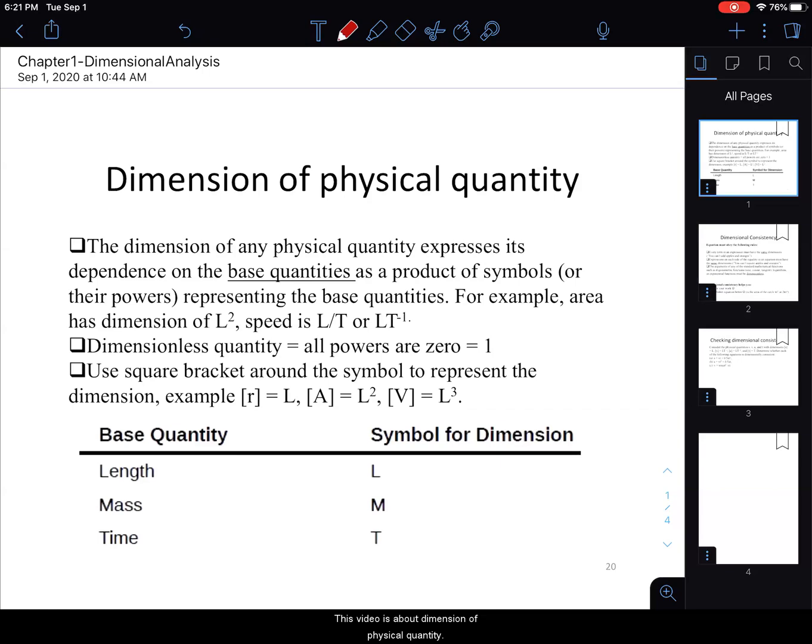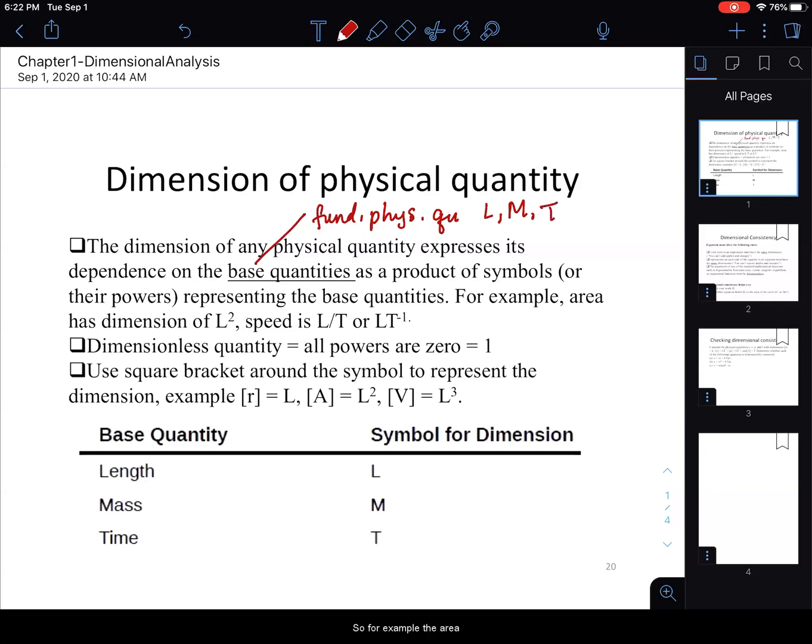This video is about the dimension of a physical quantity. The dimension of any physical quantity expresses its dependency on the base quantities as the product of symbols, or their powers, representing the base quantities. Another word for base quantities is the fundamental physical quantities that we have talked about, which are length, mass, and time.